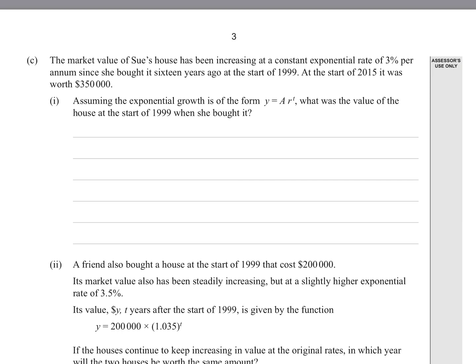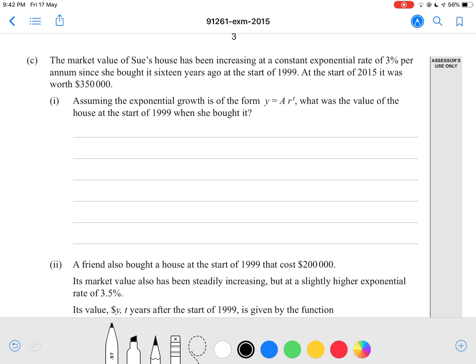Okay, so she bought it 16 years ago, so that means the amount of time that has passed is 16 years. So we can say t equals 16. So we can just write down what we know. t equals 16. We know that the new value at 2015 is 350,000. So we're going to say the result is $350,000.